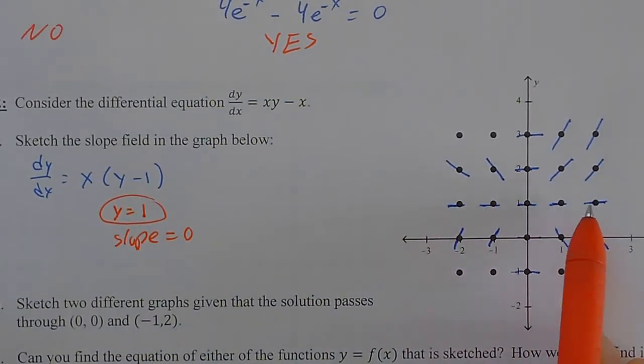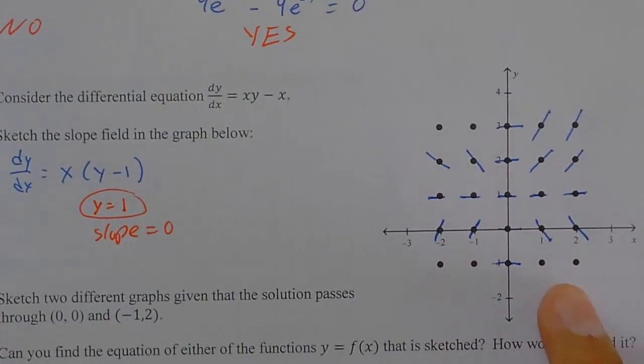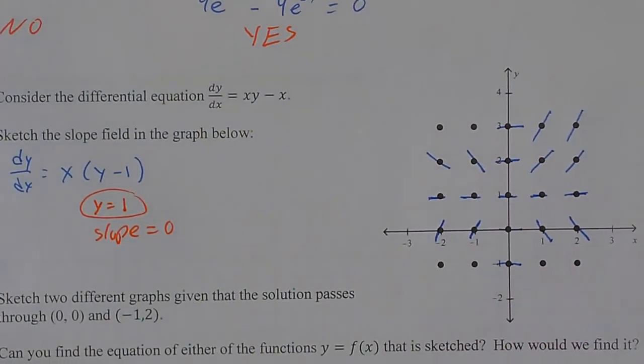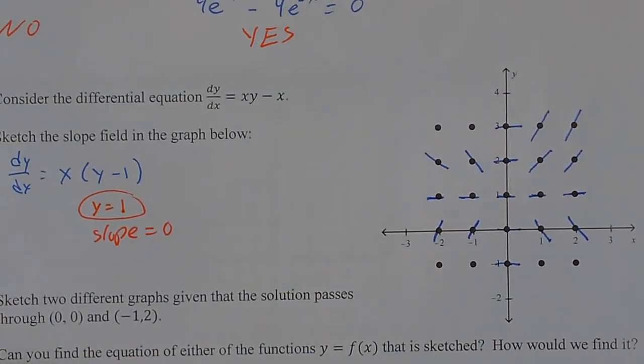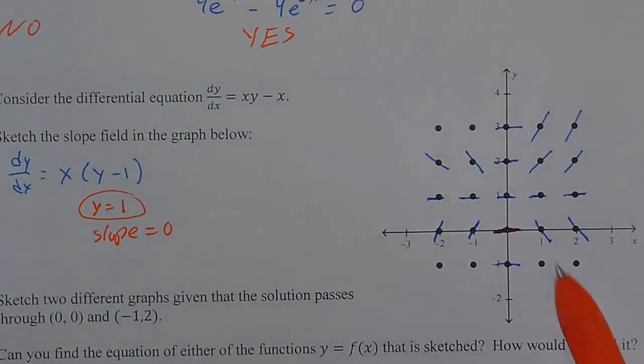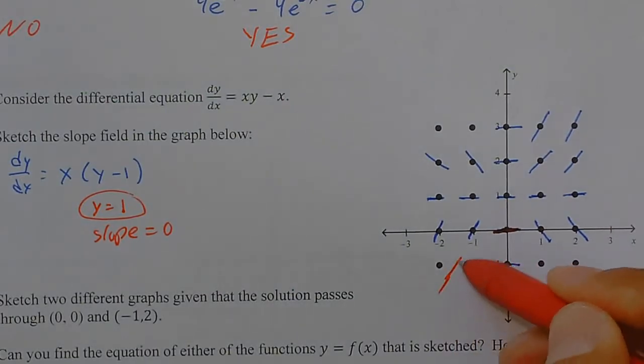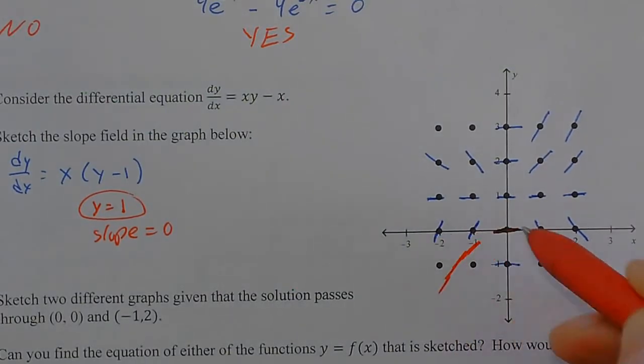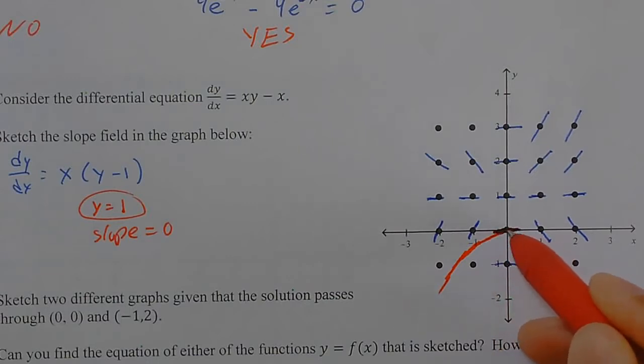Now, given that slope field, part B is asking me to sketch 2 different graphs that pass through those points. So let's see, 0, 0. 0, 0 is here. And if I look at the direction of the slopes, it looks like it will be going upward, positive, positive. It'll hit that. But then over here, it'll give me some negative slope. So it looks like it's going to shoot back down this way.